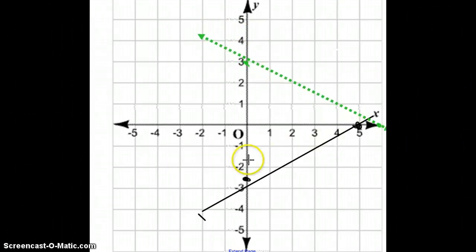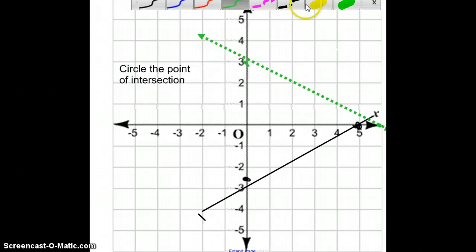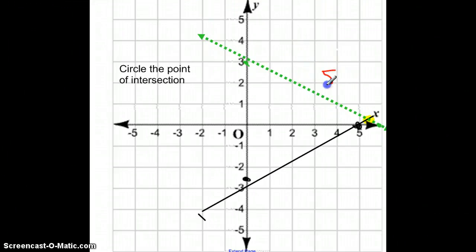Okay, so even though this first line that I drew is not the most accurate line, you could still tell where that point of intersection is. Make sure we circle or highlight that point of intersection. It's right here. And again, if I was going to approximate it, it looks like roughly maybe x is 5.5, and y is we'll say 1/2. That's an approximation.